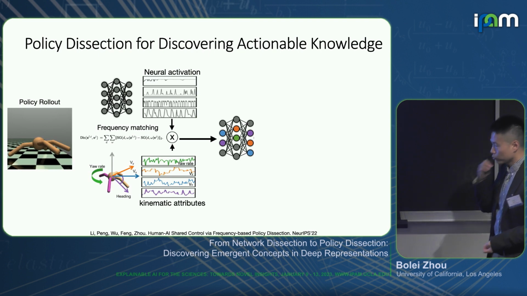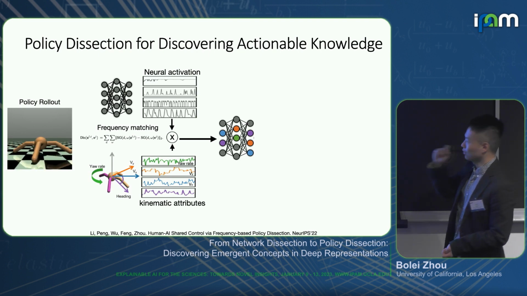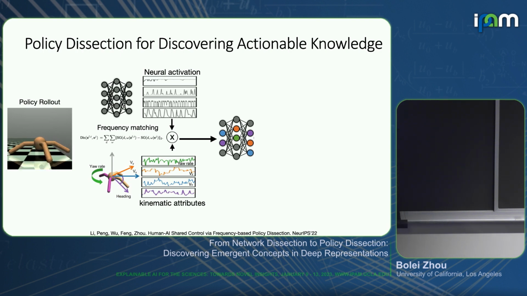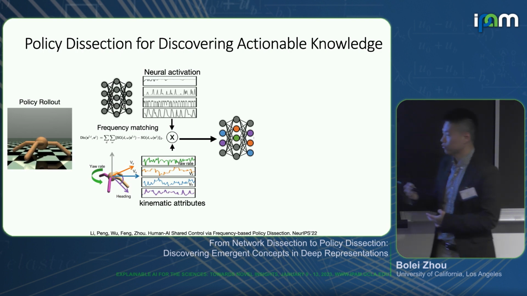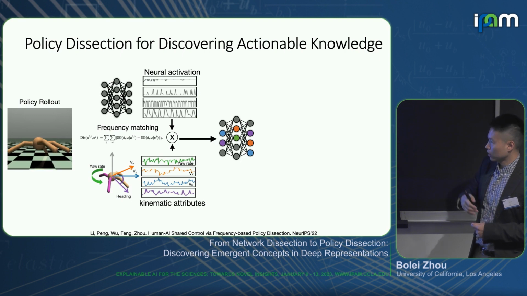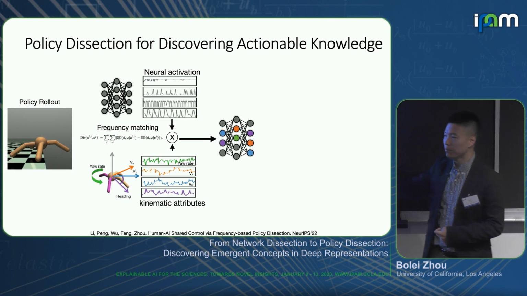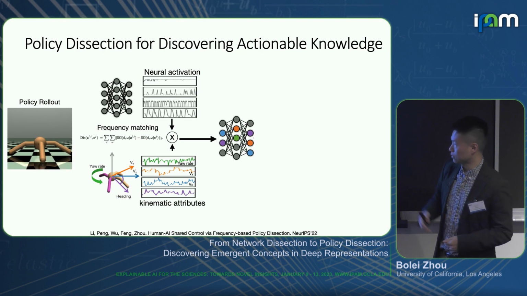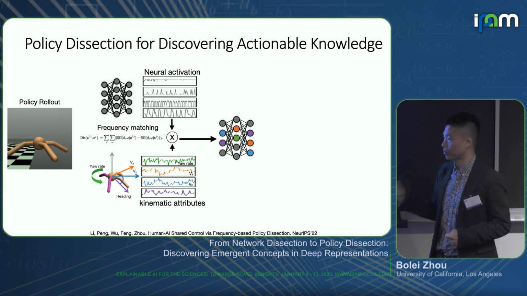After we have that, we have another process where we randomly activate a certain unit corresponding to this kinematic attribute. Then we can have a human observe what happens inside the representations. Then they will associate a label with this motion primitive.